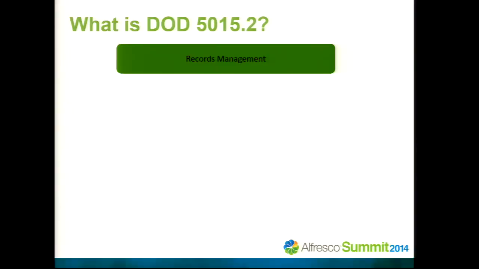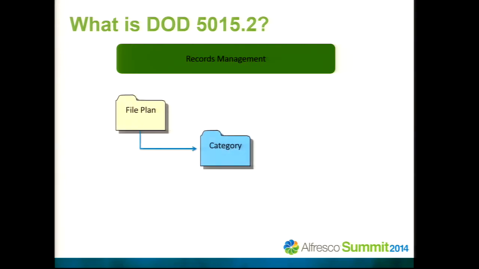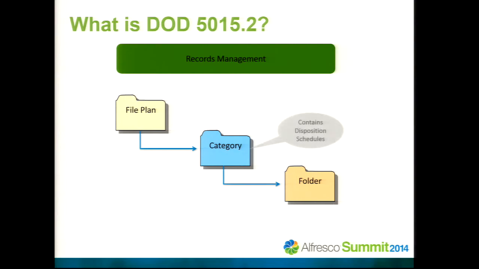So let's talk about compliance. The records management system that we have has a file plan, and then one of the constructs in it is called a category. So categories can contain folders, and categories are also what holds your disposition schedule. So that's how, in general, we have structured our records management product.